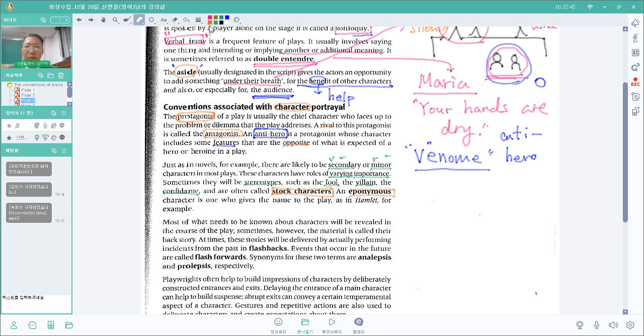And we have an eponymous character. An eponymous character is one who gives a name to a play, like Hamlet, for example. So an eponymous character is a title. The title of the entire drama is named after a character, such as Hamlet, King Lear, Harry Potter, Honggil-dong, Cinderella and Snow White, a whole bunch of examples. Right? And we call that character an eponymous character.